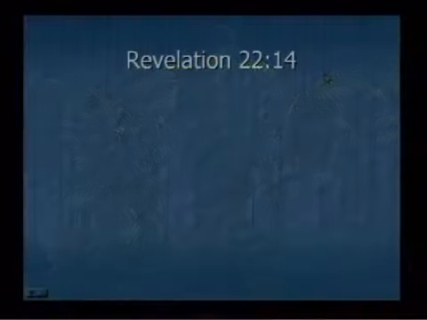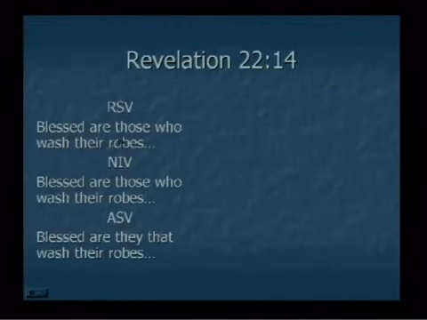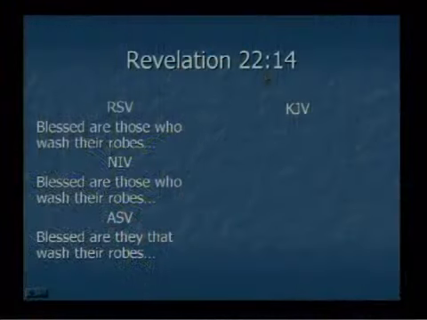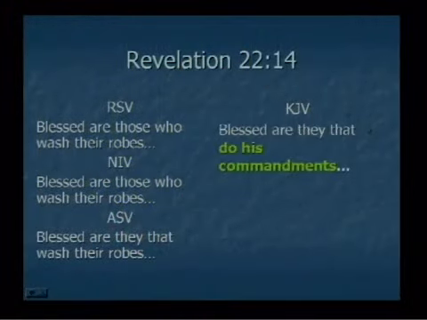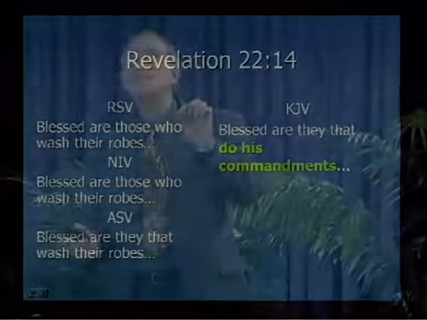Revelation 22 verse 14 is a radical change. Blessed are those who wash their robes. I hope they use the right soap powder. I don't know what brands you have here, but maybe it makes a difference. Revelation 22 verse 14 says, blessed are they that do his commandments, that they may have the right to the tree of life. Now, which one do you think is probably right?